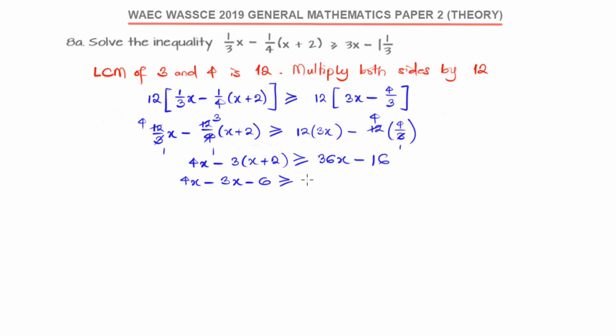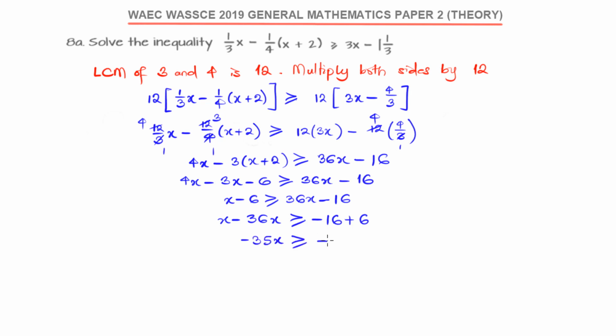Minus 3 times 2 is minus 6, is greater than or equal to 36x minus 16. So if you are to collect like terms, put the constants together, put the ones having variable x together. We are going to have, first, 4x minus 3x is x. x minus 6 is greater than or equal to 36x minus 16. So when we now collect the like terms, x minus 36x is greater than or equal to minus 16 plus 6. This will give us minus 35x is greater than or equal to minus 10.